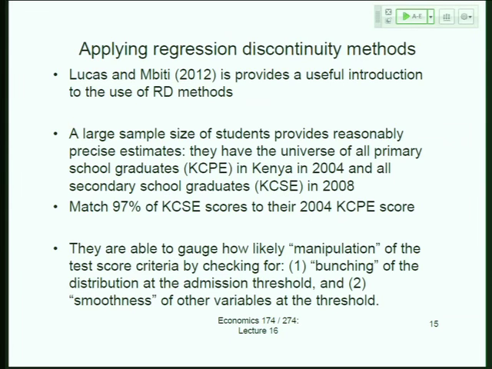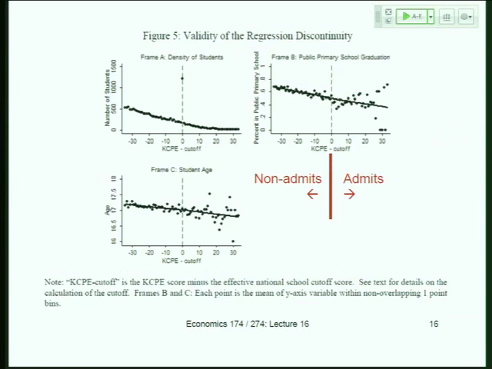And the other thing they do is they look at the kind of limited other variables they have to make sure they're not jumping at the threshold too. They want to make sure people look very similar on both sides of the threshold. So let me show you the figure that does that. That's figure 5. The upper left panel is what they call the density of students. In other words, the number of observations that have a running variable score at minus 30, minus 29, minus 10, minus 9, minus 1, 0, etc.